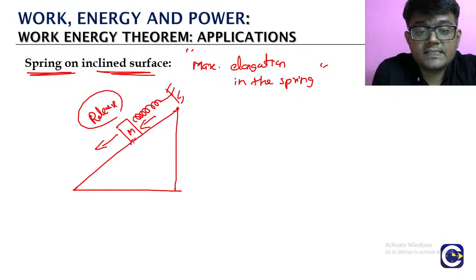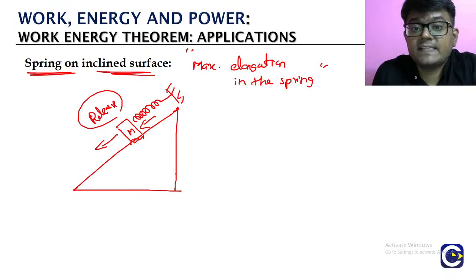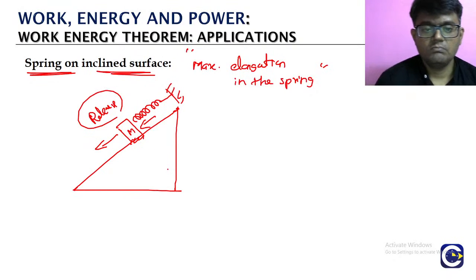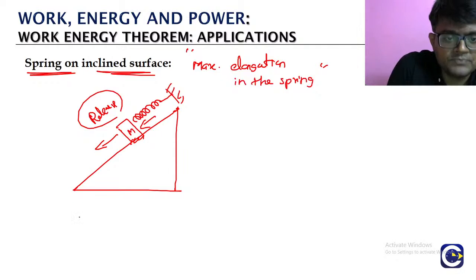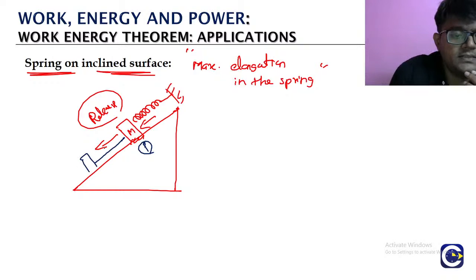Here the surface can be smooth or the surface can be having friction. We should be ready for both kinds of questions. First we will start with the surface as smooth. Okay, so look at this. When you release it, that is our initial point. The block is going to come along the surface, say it is covering a distance L.